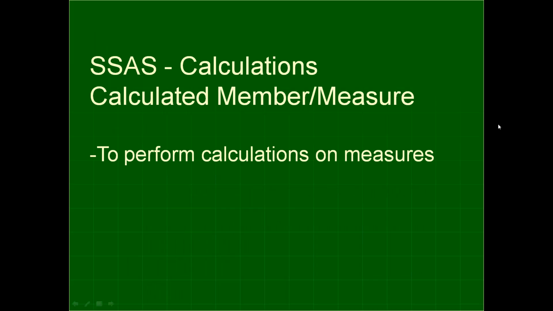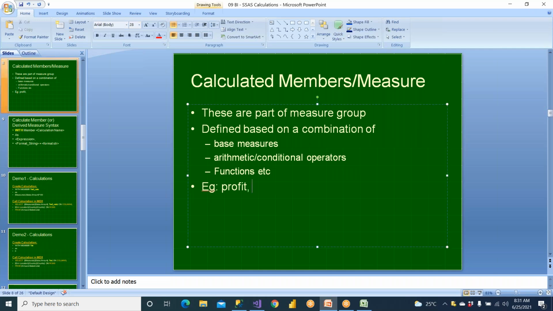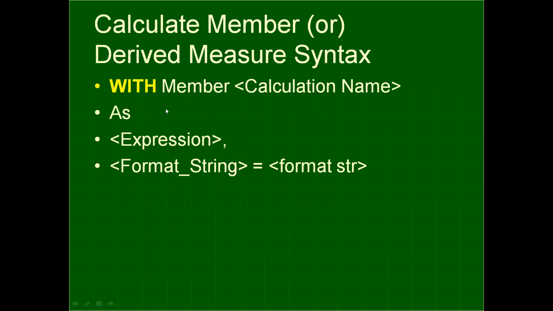So let us understand something here. These are part of the measure group, defined based on combinations of base measures, arithmetical and conditional operators, functions, and so on. I wanted to derive a profit. Just now I derived what is called a tax, right? I derived the net sales amount. Clear? So all these things are your calculated members or measures. Measure means a numerical value, but I don't have this value in my data warehouse. Am I clear? So now, how can we create it with the help of a syntax?